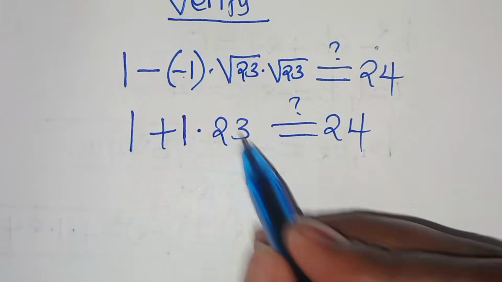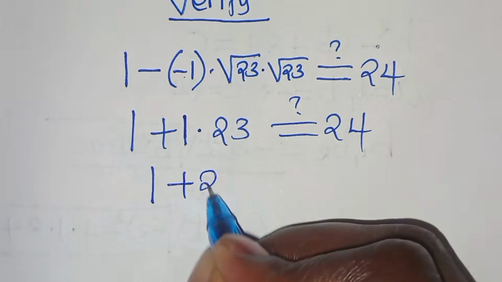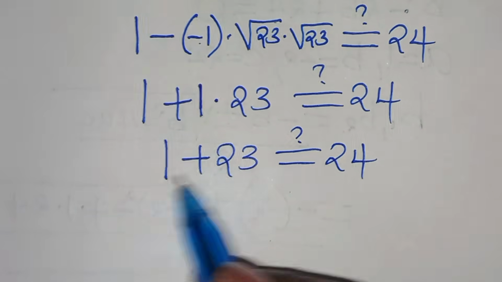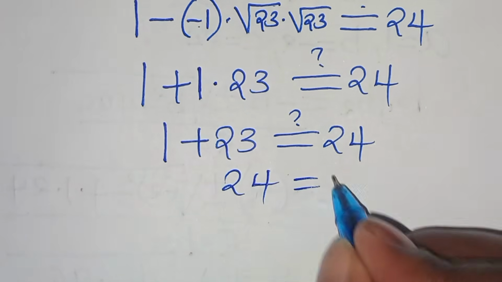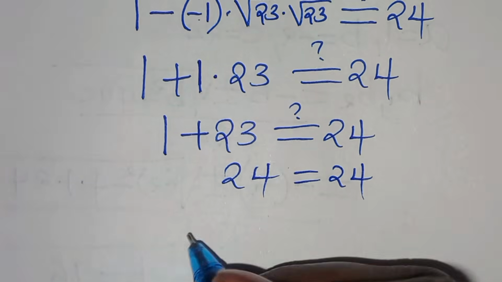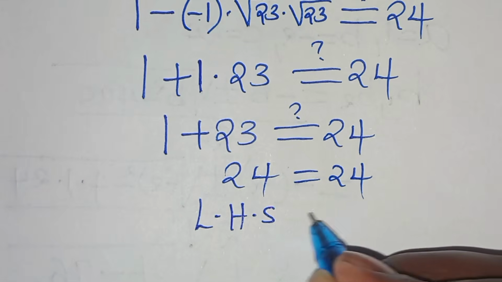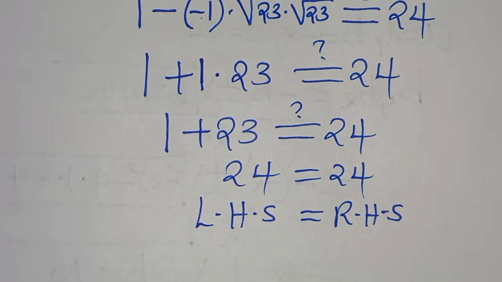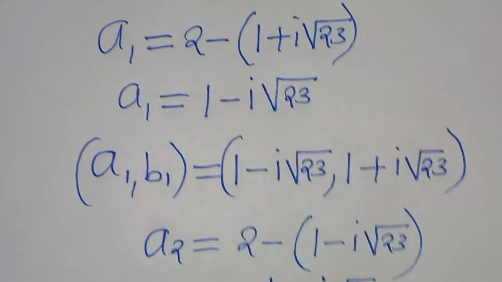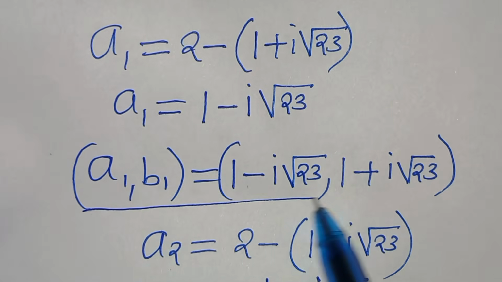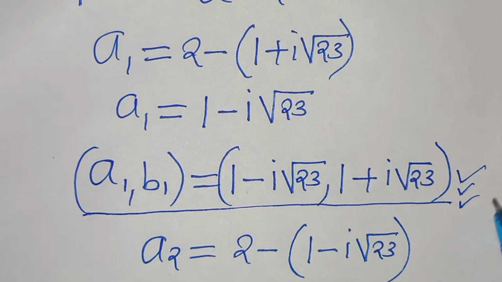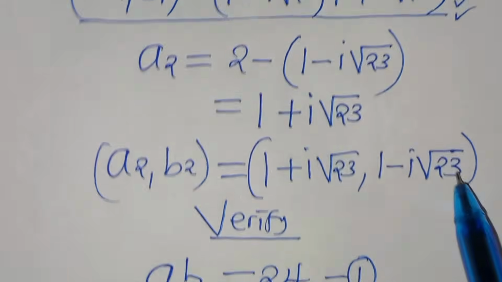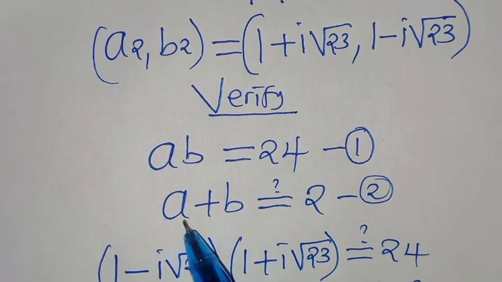So 1 times 23, this is 23. So we have 1 plus 23. This should give us a value of 24. So 1 plus 23, this is 24, which is equal to 24. So we have that the left hand side is equal to the right hand side. And this affirms that a1, b1 satisfies the equation. Now, let's check a2, b2 through equation 2 here, which is a plus b.